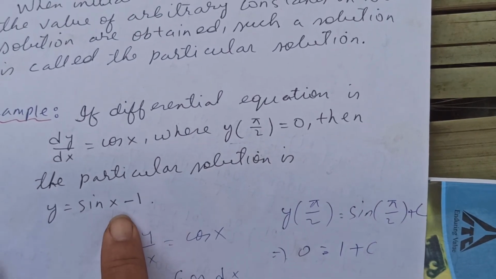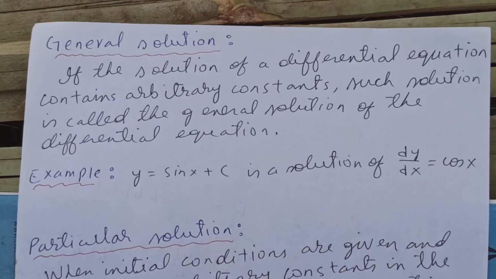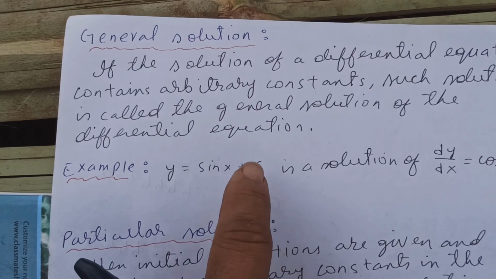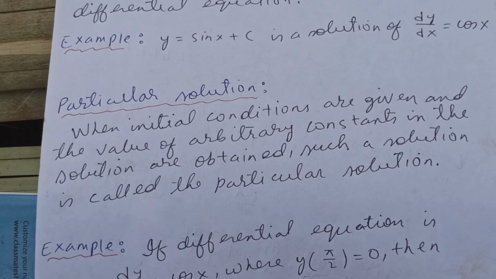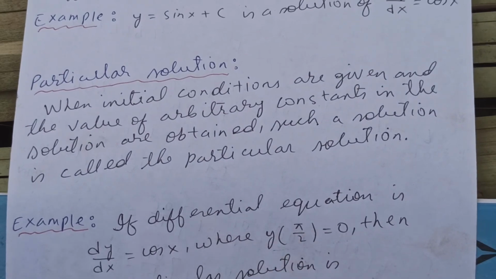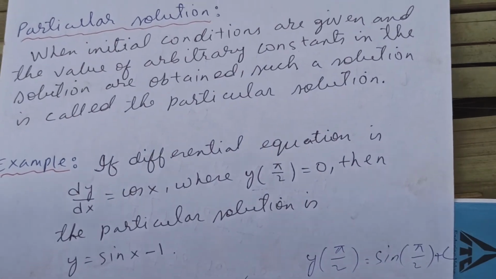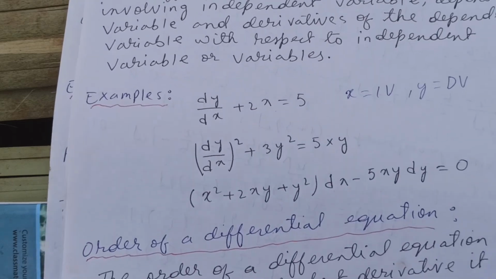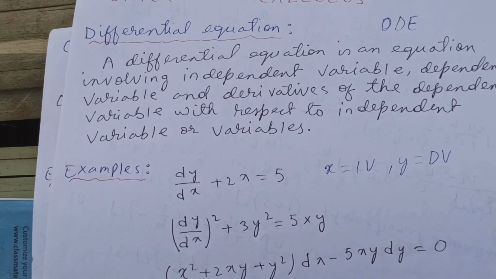This type of solution is what we call the particular solution. The general solution contains an arbitrary constant, but for the particular solution we have to find this arbitrary constant, since the equation has an initial condition like this. So this is the introduction part for differential equations, and we are going to deal with many differential equations in the coming videos. This is just the introduction part, so that's it.